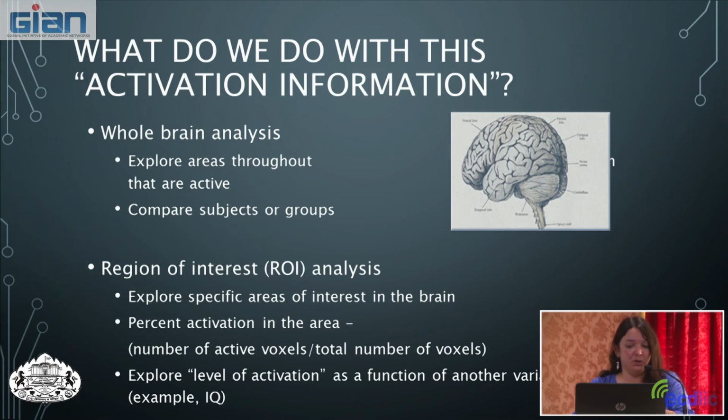Another thing that we can do is region of interest analysis. Instead of looking at the brain as a whole, we start breaking it down into more anatomical features. For example, we may focus on the amygdala if we're doing an emotional task. We could apply a threshold, and then say, for different people, how many voxels in the amygdala were active compared to the total number of voxels in the amygdala.